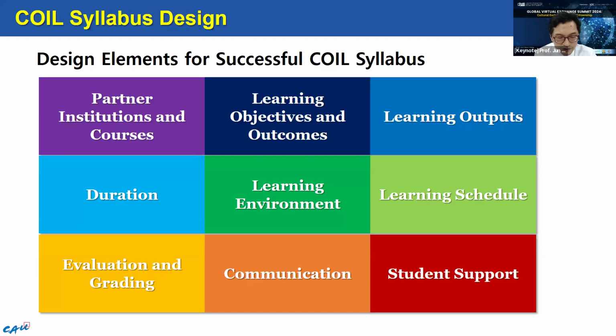And student support. In the COIL module, because students are from different universities, it is very necessary to decide how assignments will be submitted and how the course guide is provided, something like this. So this should also be agreed between professors. So these 9 things at least should be included in the syllabus.